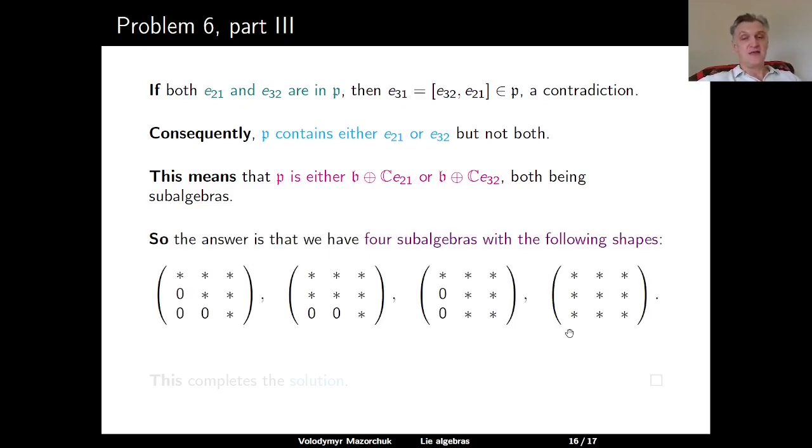So as the answer, we have exactly 4 subalgebras which satisfy our condition. And these are the subalgebras consisting of the elements which fit in the following 4 shapes. This is the Borel, and the rightmost is the whole of SL3. This is the Borel plus the linear span of E21, and this is the Borel plus the linear span of E32. And that completes the solution of problem 6.